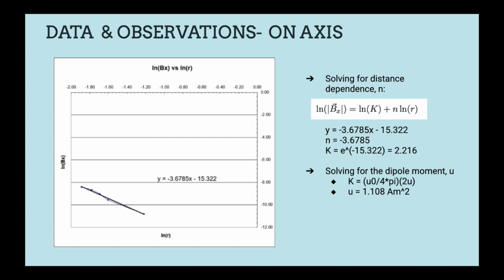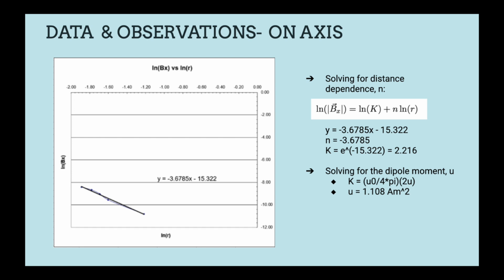This value was negative 3.6785. I expected it to be negative because the magnetic field decreases as distance increases. I can also determine k to be 2.216, which is e raised to the y-intercept.